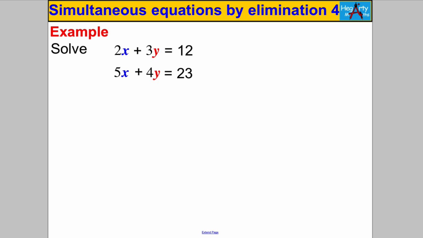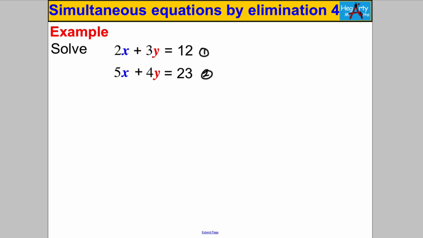Okay, as before, call that equation 1 and equation 2. What do I have to do then? Well, I've got a 2 here and a 5 here, they're not the same. A 3 here and a 4 here, they're not the same. I can't do anything to a single equation to get them exactly the same straight away.